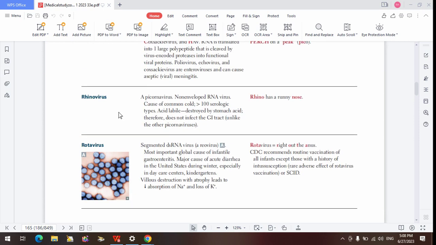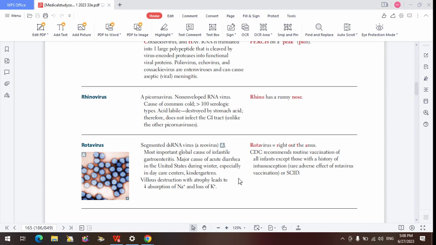Yeah, so that's that about the rhino. They get destroyed by the gastric acid. That's why they don't cause any GI tract infection. So rota can cause gastroenteritis across the world. So it can cause global infantile gastroenteritis. Once you are seeing children, you should be thinking of rota.